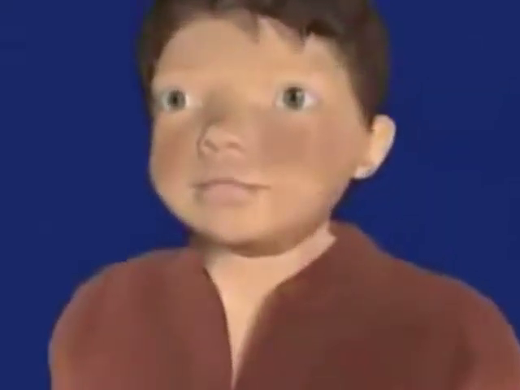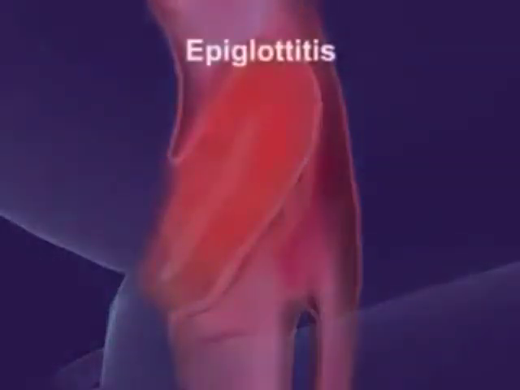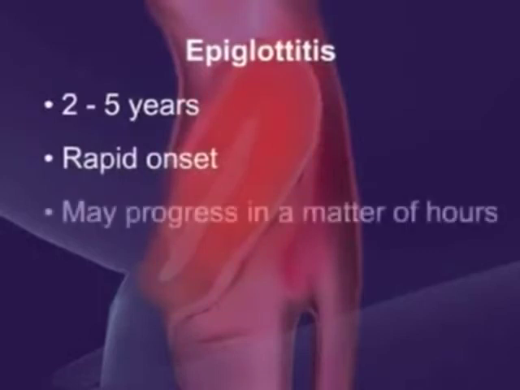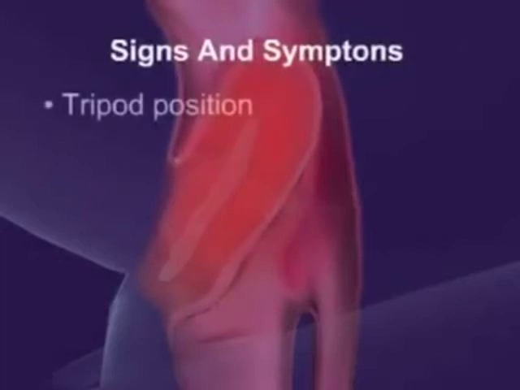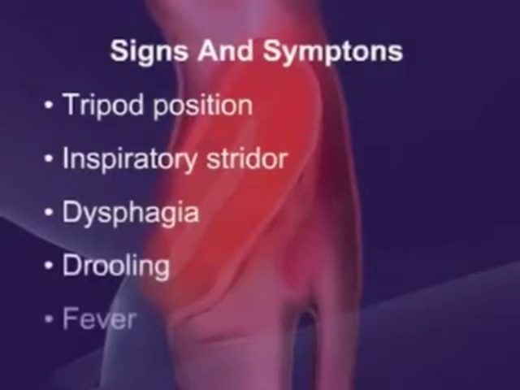Epiglottitis is caused by a bacterial infection that results in swelling and inflammation of the epiglottis. Though it may be seen at any age, most cases of epiglottitis are seen between the ages of 2 to 5 years. Onset is rapid and may progress in a matter of hours. Signs and symptoms include the tripod position, which causes the epiglottis to fall slightly forward and allows increased air movement, inspiratory stridor, caused by a swollen epiglottis, dysphagia, drooling, and fever.